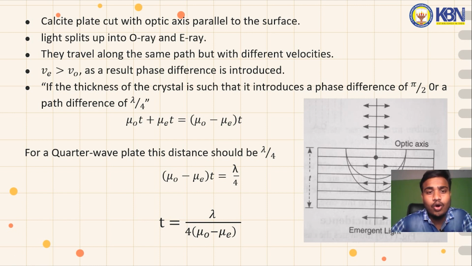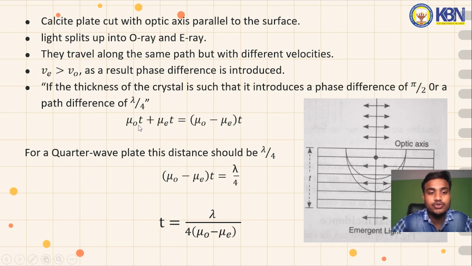They travel along the same path but with different velocities. The velocity of the extraordinary ray is greater than the velocity of the ordinary ray. As a result, a phase difference is introduced. If the thickness of the crystal is such that it introduces a phase difference of pi by 2, or a path difference of lambda by 4, between the ordinary and extraordinary rays, then that instrument is called a quarter wave plate.